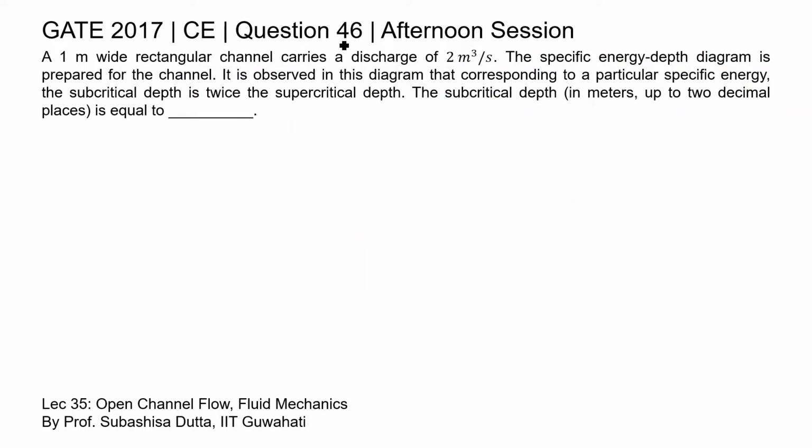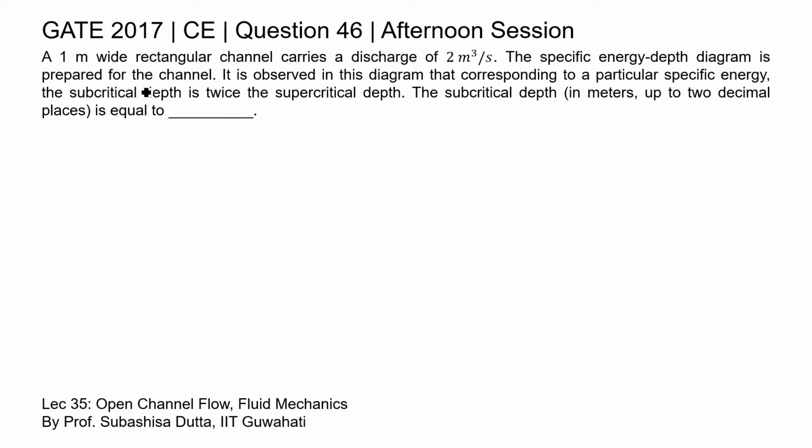This is question 46 of civil engineering paper of GATE 2017 afternoon session. A 1 meter wide rectangular channel carries a discharge of 2 meter cube per second. The specific energy depth diagram is prepared for the channel. It is observed in this diagram that corresponding to a particular specific energy, the subcritical depth is twice the supercritical depth. The subcritical depth is equal to.